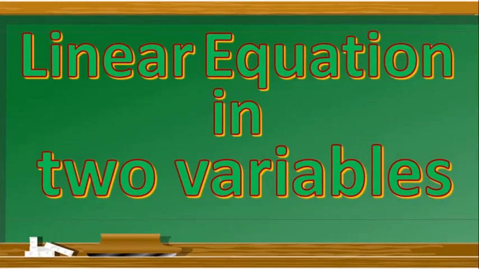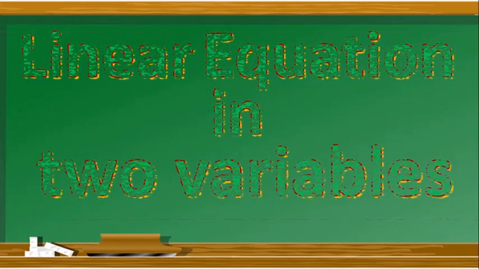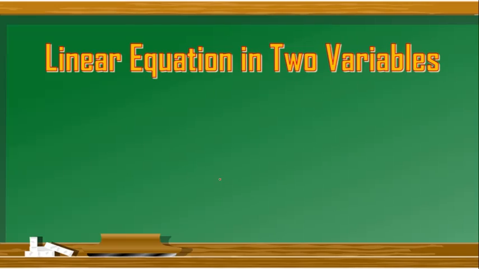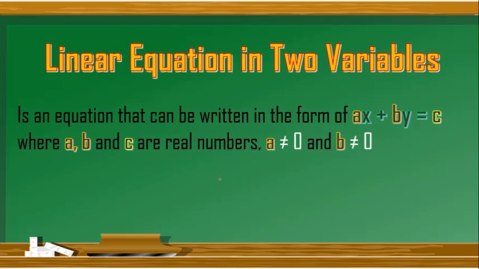Good day. Today we're going to talk about linear equations in two variables. A linear equation in two variables is an equation that can be written in the form ax plus by equals c, where a, b, and c are real numbers, provided that a should not equal 0 and b should not equal 0 also.